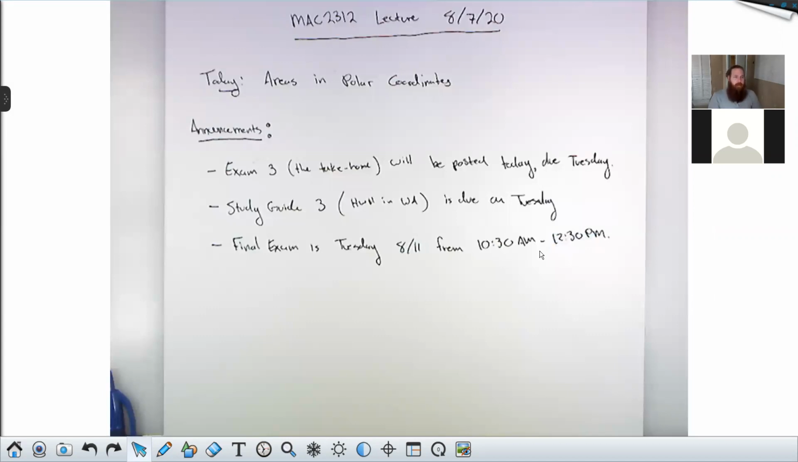The final exam is very similar to exams 1 and 2 in format. There's going to be some true false, some multiple choice, and some free response. It is comprehensive. It covers everything from the whole semester. And it's a little bit longer than exams 1 and 2, but not much longer. So I'll be grabbing a few of the most important problem types from each of the previous tests.